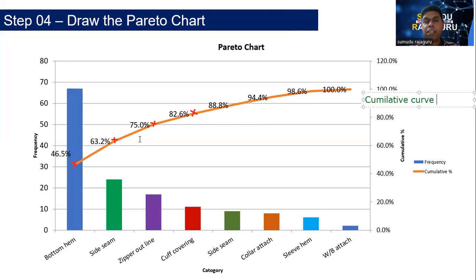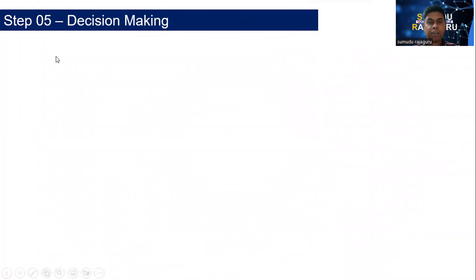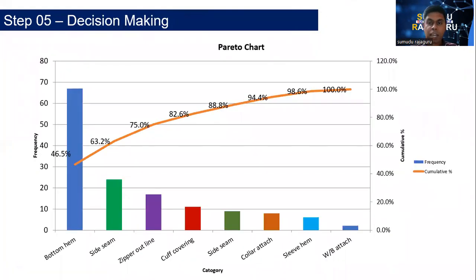Now we have to discuss a little bit about how we can take decisions based on the Pareto chart. That is the important part. I'm moving to the next slide. Right, decision making. This is the Pareto chart. Now, by considering these cumulative axes, I think I want to solve 80% of this problem. Then what do we have to do? I have to draw a projection line from that 80% cumulative percentage to the cumulative curve.